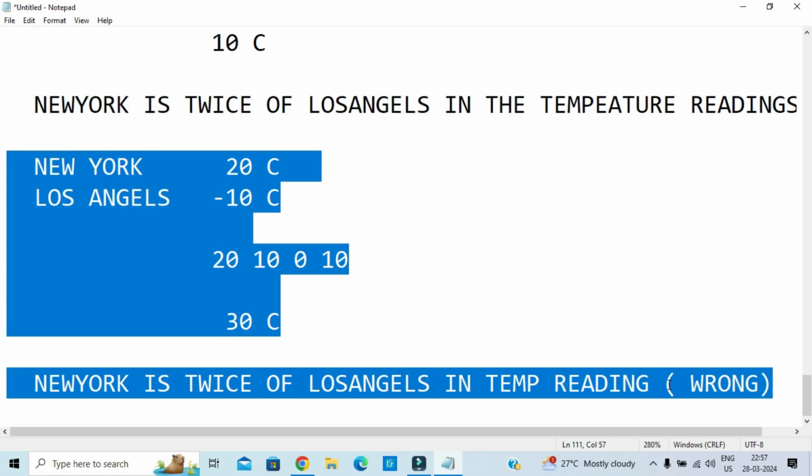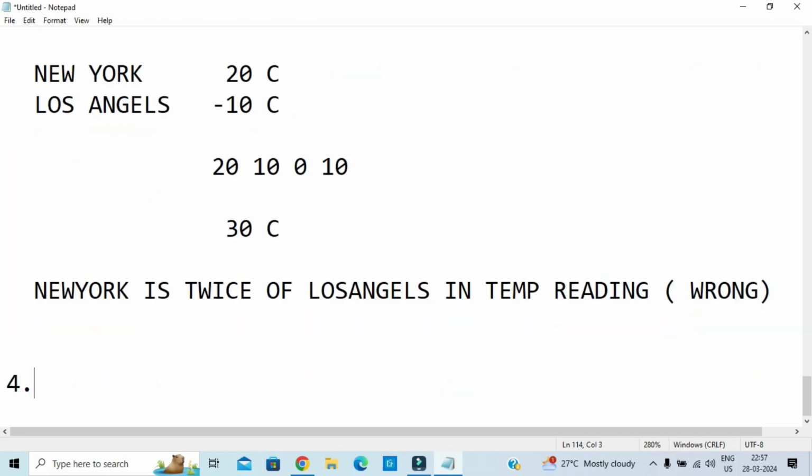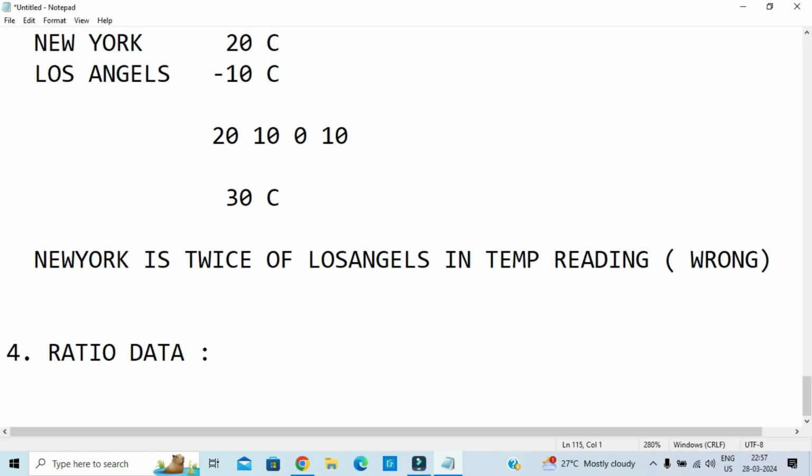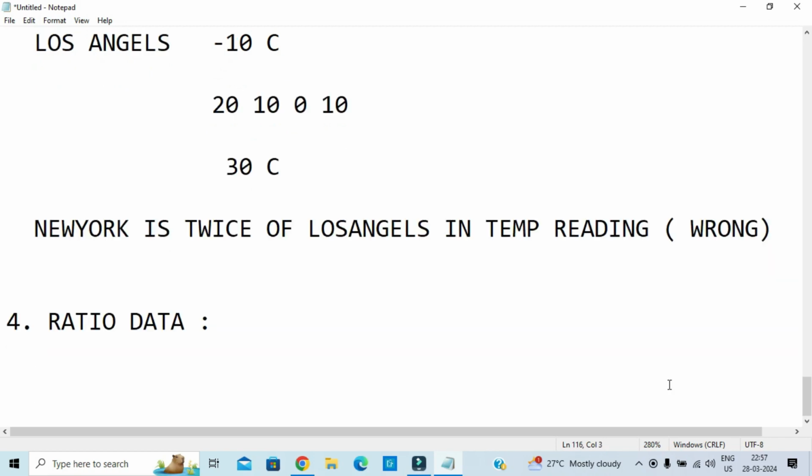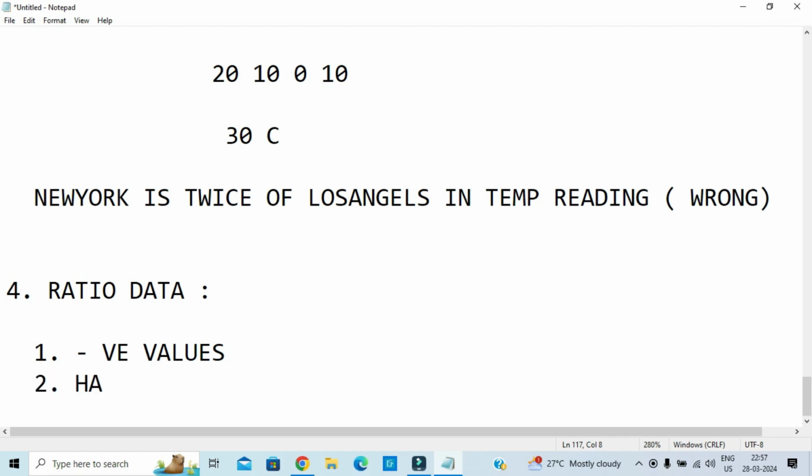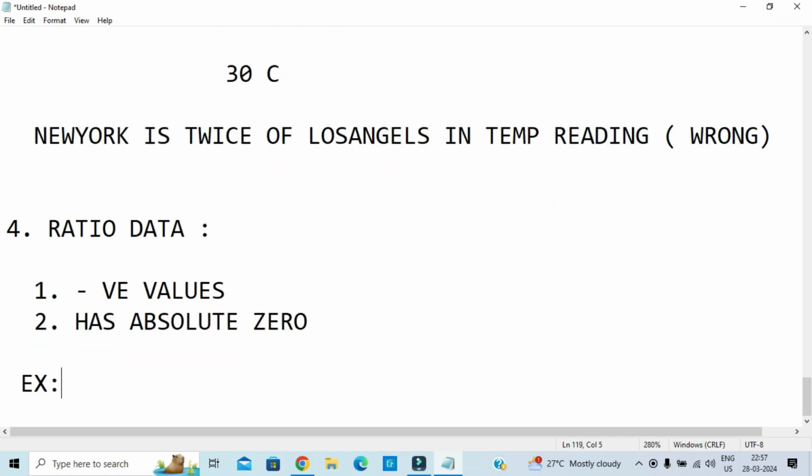I hope you understood. The last one is ratio data. What is meant by ratio data? Ratio data is quite opposite to interval data. It doesn't have negative values, but it has got absolute zero. Just remember. Let me give an example so that you will get to know about it clearly.